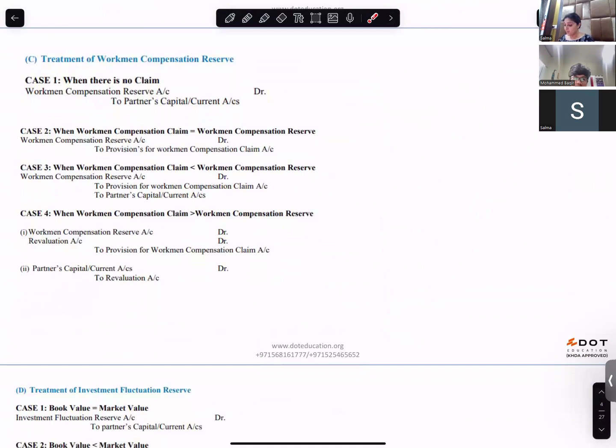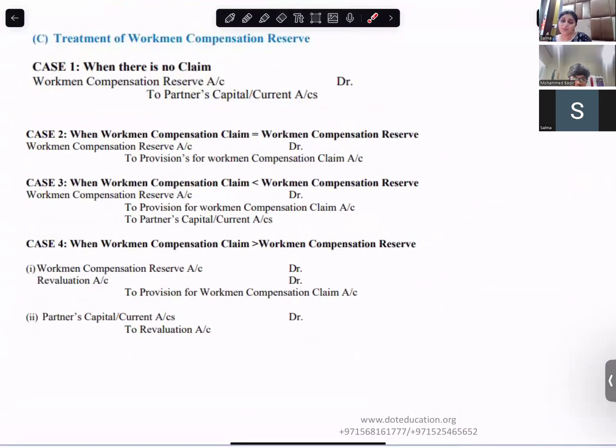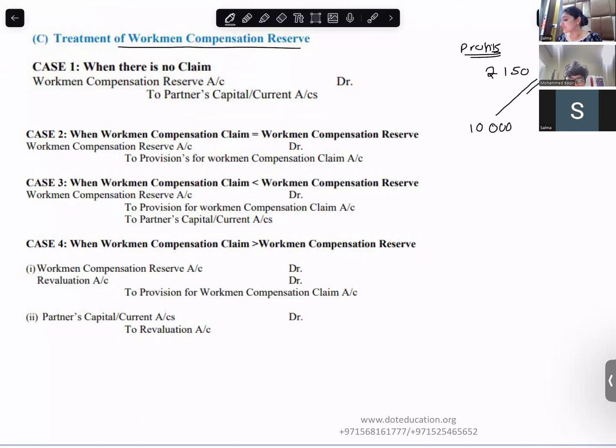Now there is workman compensation reserve. Do you know what is workman compensation reserve? See, whenever the company has a good amount of profits, say they have made a profit of 1,50,000 rupees, just to ensure the welfare of the workers, or to ensure that if something goes wrong for the workers, there must be some money kept aside to compensate these workers. So every year the company might have a policy that they keep 10,000 aside from the profits as a reserve, which is called workman compensation reserve.